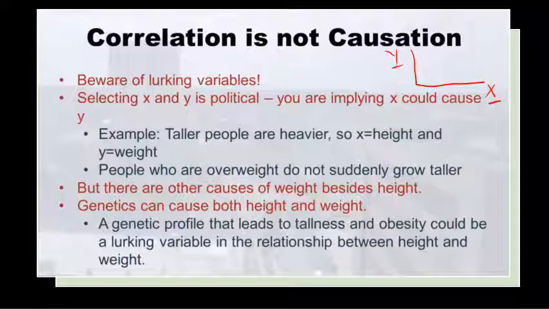X and Y can be really tricky, and we have to be careful to not say that X necessarily causes Y to happen. I'll show you an example right here. For example, if we said that tall people tend to be heavy, X equals height, so the tall people are up here, short people are down here, and Y is going to be weight.